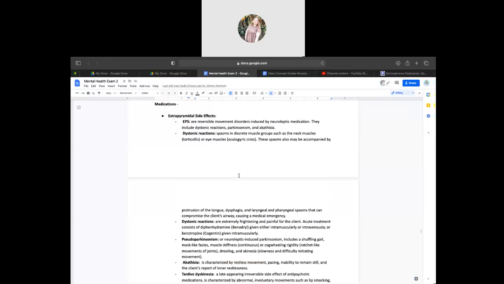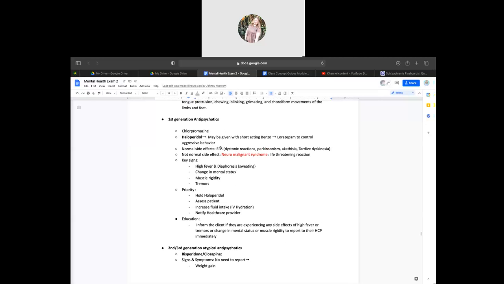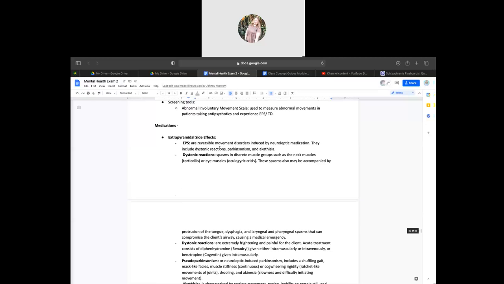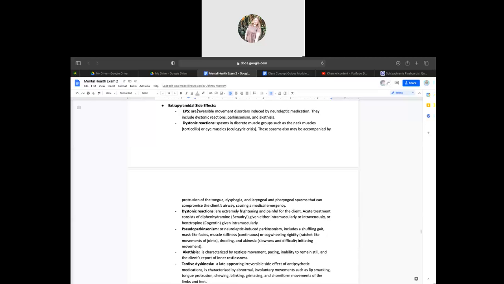Alrighty, so our medications that we use are first generation antipsychotics and second and third generation atypicals. So remember, with our first generation antipsychotics, we have haloperidol and chlorpromazine. We may give haloperidol with a benzodiazepine to control the aggression if there's aggression. Remember, the normal side effects are going to be EPS, extrapyramidal side effects. They're going to be common with our first generation antipsychotics. Remember, those are reversible movement disorders caused by neuroleptic medications like antipsychotics.